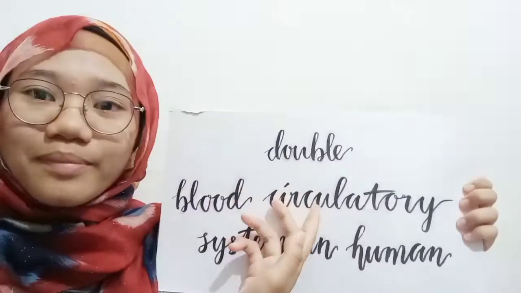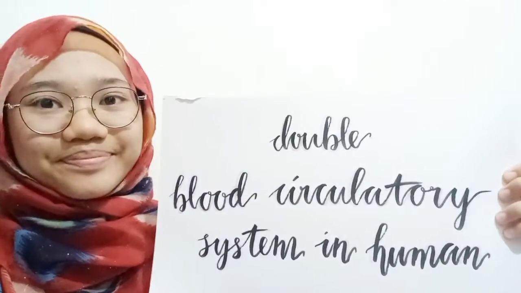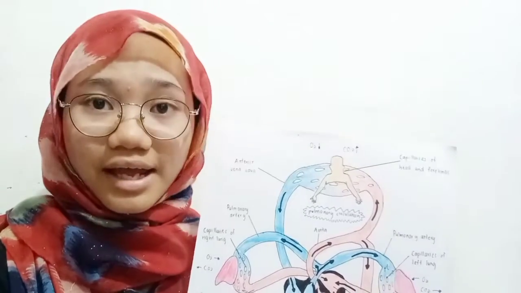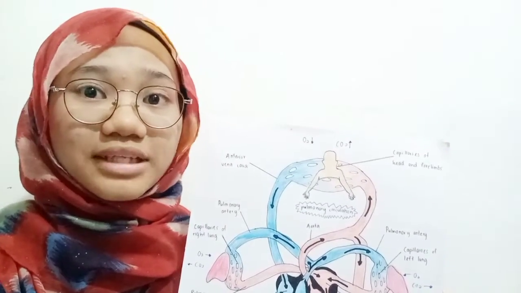Today I will present a presentation about maintenance and continuity of life. The topic for today is the double blood circulatory system in humans. The blood circulatory system delivers nutrients and oxygen to all cells in the body. It consists of the heart and the blood vessels running through the entire body.